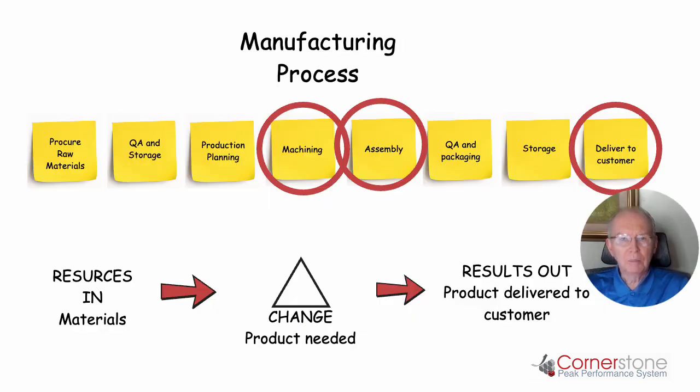So let's look at a basic manufacturing process. And basically here you're going to have raw materials coming in, they're QA'd and stored, you have a production plan, and then you start changing the raw materials through machining or assembly or something, and then you QA them afterwards, check that everything's okay, you package them, you store them, and then deliver them to the customer. And again, when we look at value-added steps, it's really the machining and/or assembly and delivering to the customer that's important.